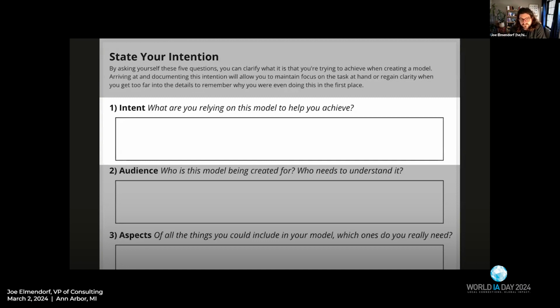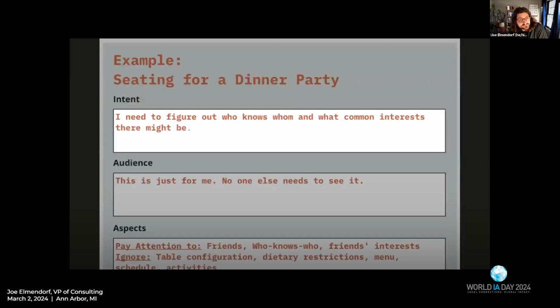If you don't know what you're trying to do, you're not going to be able to do it. It's as simple as that. There's many clever ways to say that, but good luck. So, for the dinner party example, I want to host this dinner party. That's my end goal. There's a whole bunch of stuff I need to figure out about that. One small portion of that is I need to figure out where I'm going to seat these people. I want to bring together multiple friend groups, and I want to seat them in such a way where there's an opportunity for people to get to know each other and have something in common. And so for this model, my intent is I need to figure out who already knows each other and what common interests there might be. That's it.